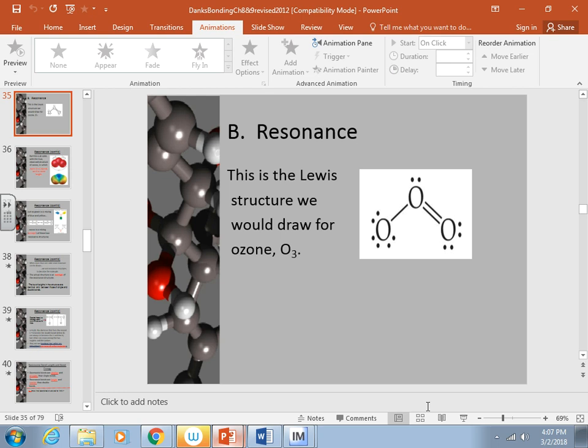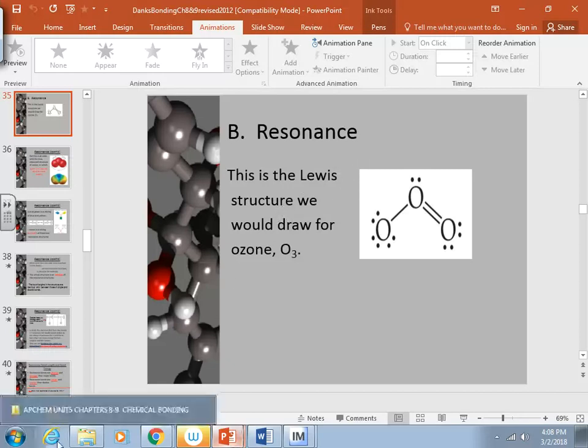Our last lesson was on Lewis structures, and so today what I want to talk to you about is resonance and the concept of resonance. Resonance occurs when you have equivalent Lewis structures, but on paper they look like they're different. So we're going to talk about that.